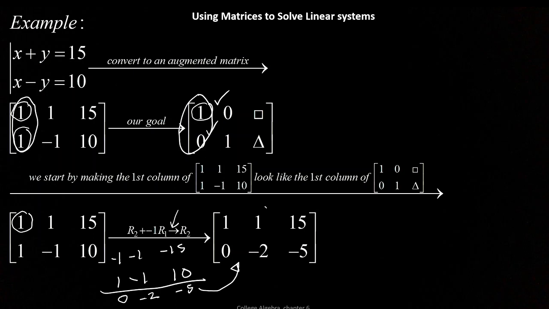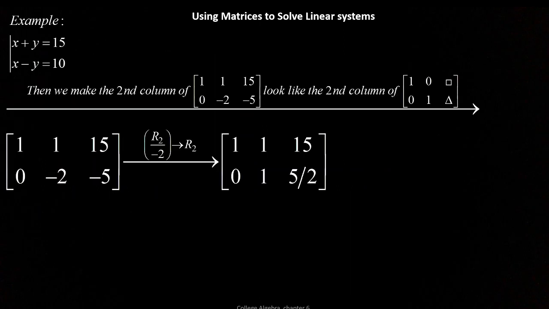Now we go to the second column. We're going to make this number 1. How do we do that? We multiply everything by 1 over -2. Remember, we could do that with equations. We could do that with rows too. So we're going to multiply this by 1 over -2. So let's do that. There.